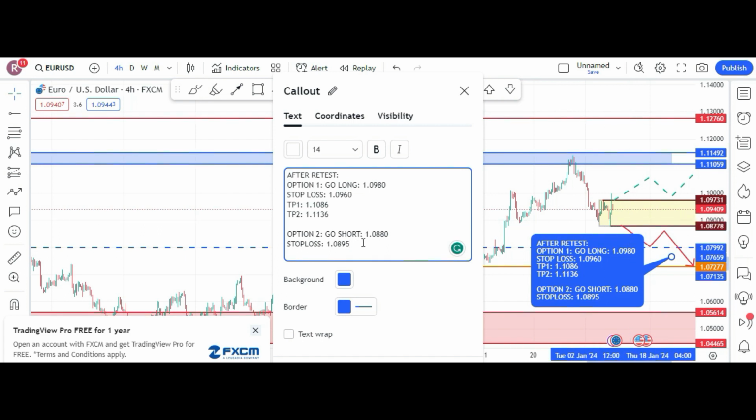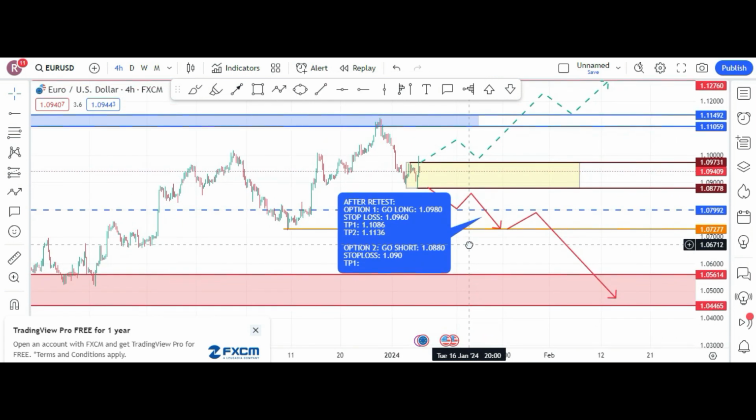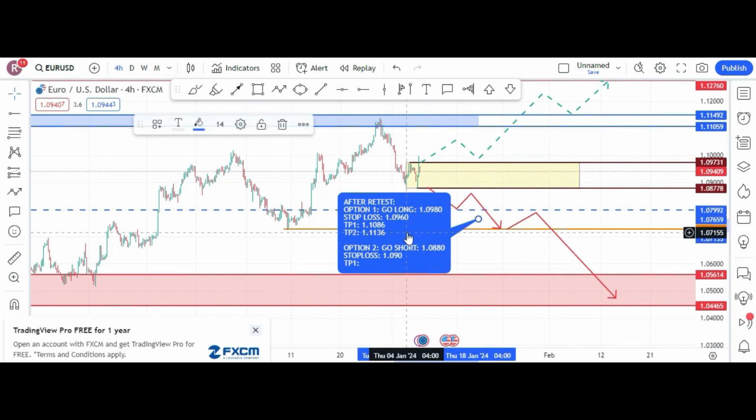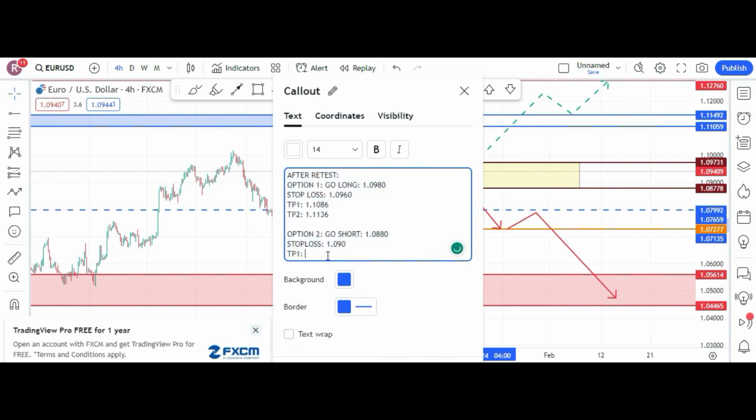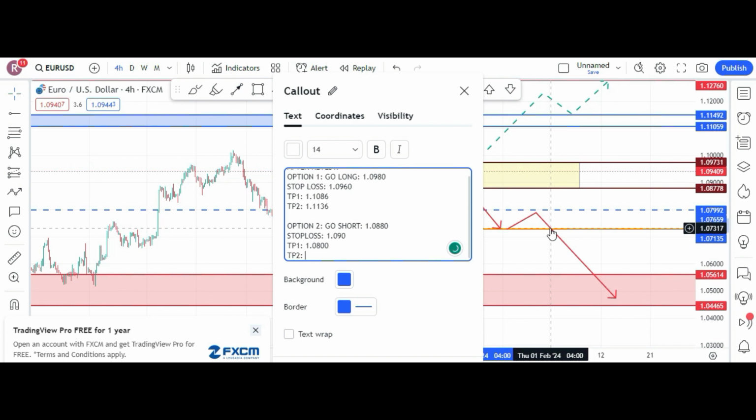TP1 for us will be somewhere here. This one is 180, so 1.0800. TP2 will go for this line, so this is 1.0731. Let's be a little bit conservative.